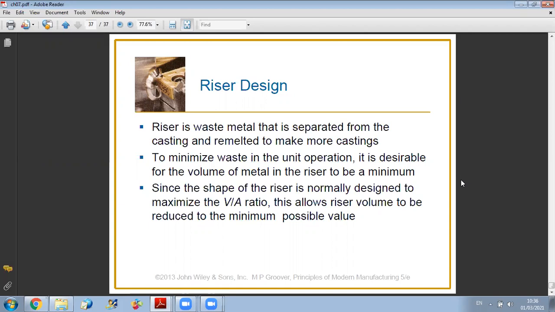So to minimize waste in the unit operation, it is desired for the volume of metal in the riser to be minimum. But we should compromise this with the other factor, that the volume to area ratio should be maximum. So the geometry of the riser will play a big role in its selection, okay? Because we will try to select the geometry that will lead to minimal volume while resulting in higher V over A. This will allow the riser volume to be reduced to the minimum possible value. And we will see this together in problems.